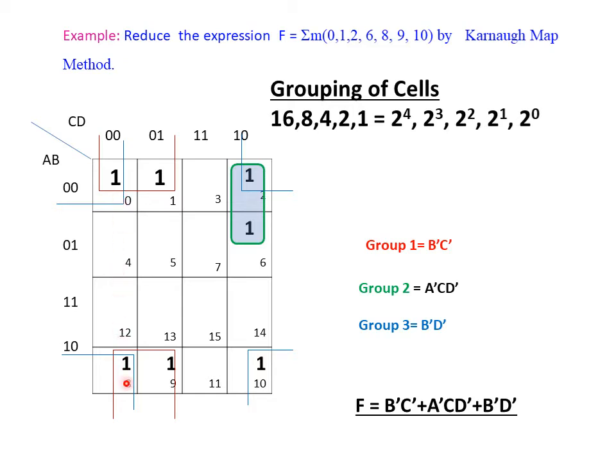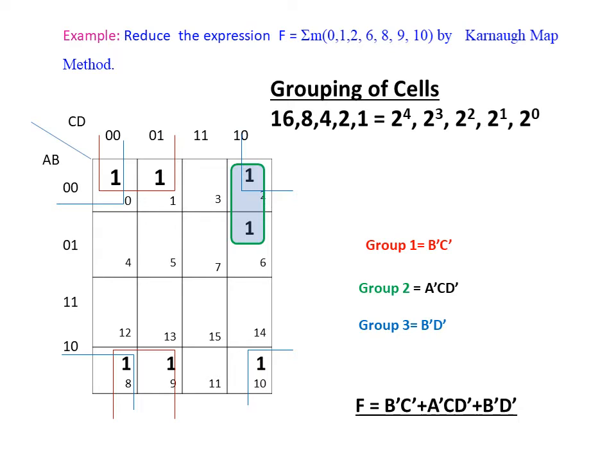And this 0 is having adjacency with 8 and 1 is having adjacency with 9. So we are grouping this like a cylinder. We can fold the map as a cylinder. So 0, 1, 3, 2 and 8, 9, 11, 10 are nearby. So we are grouping 0, 1, 8, 9 cells together. So the expression for the red cell is, the common between this first and last cell is B bar, and common between these two cells is C bar. So B bar, C bar.